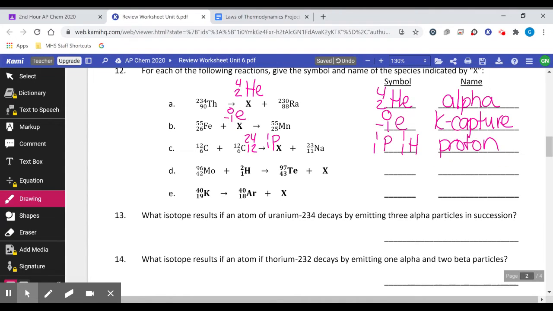Very good. On this next one, we have 96 and 2. I'm going to put my totals here: 98. We have 42 and 1, so 43. My bottom number, I have 43 and 43, so we know it must be a 0 over here for our X. And then we have a 98 and a 97, so we must have a 1 up top. And so what kind of particle is this? It's a neutron.